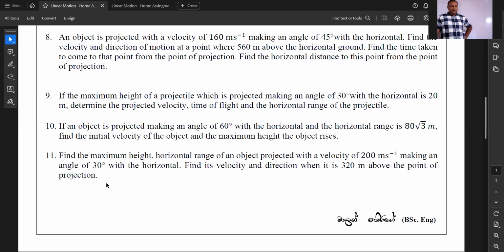Ninth one, the maximum height of the projectile which is projected making an angle of 30 degrees with the horizontal is 20 meters. Determine the projected velocity, time of flight, and the horizontal range. In this case, you have to determine that from the beginning. That means you cannot use equations.